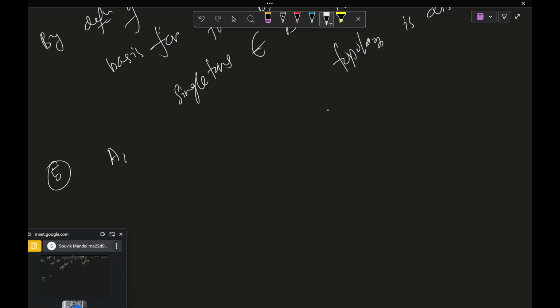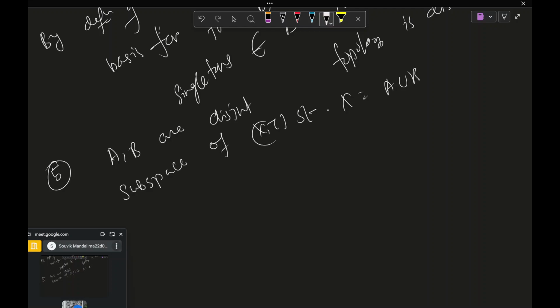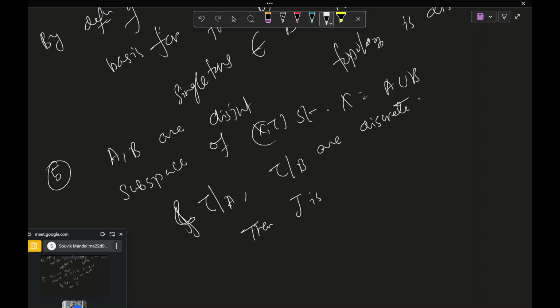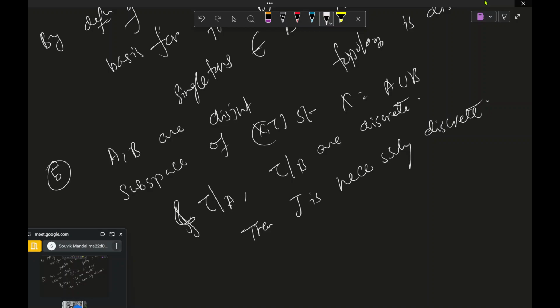The next question follows. Suppose A, B are two disjoint subsets of (X, tau), such that X is equal to A union B, and the subspace topologies tau restricted to A and tau restricted to B are discrete. Then is tau necessarily discrete? So we have two disjoint subspaces A and B, whose restrictions are discrete, and we need to check whether the whole topology is discrete or not.